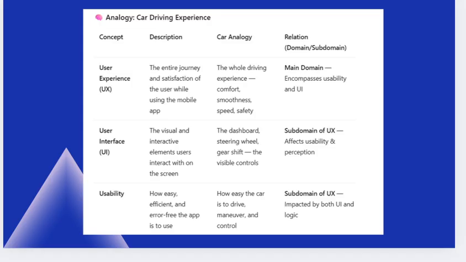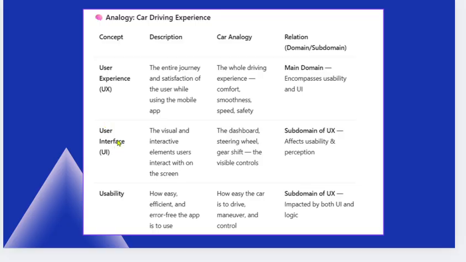Okay, let's have a look at the differences. We give an analogy. Let's say most of you have a driving license, right? So we take the analogy of driving a car. User experience is the entire journey and satisfaction of the user while using the mobile app. If you take the car as the analogy, it is the driving experience. Is it comfortable? Is the ride smooth? The speed, is it okay? Safety, does it have safety features?